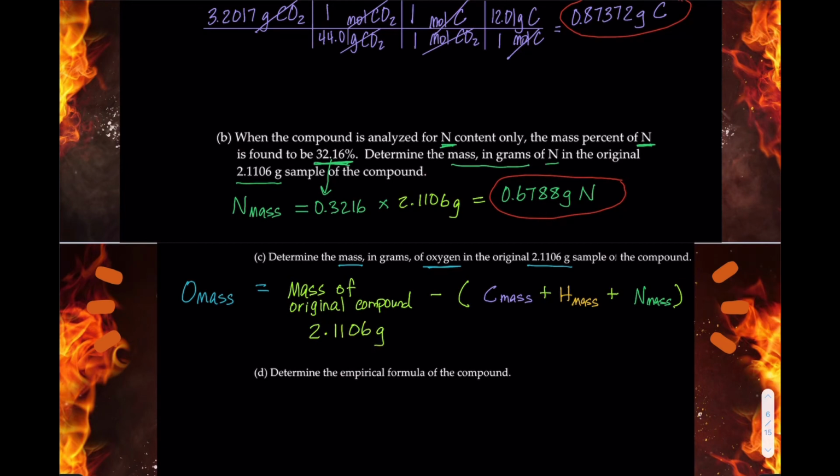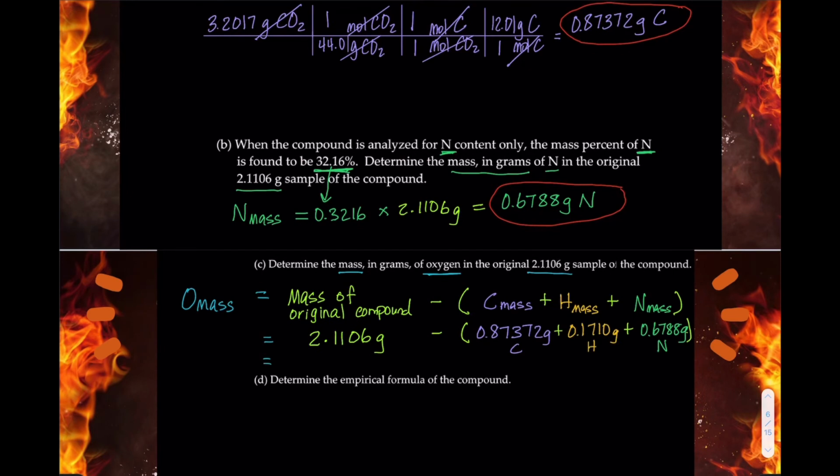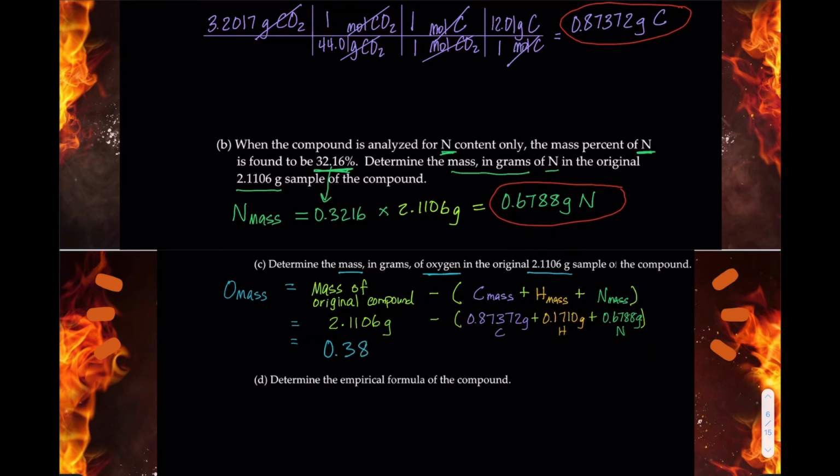The mass of the original compound is 2.1106 grams. Let's plug in the masses of carbon, hydrogen, and nitrogen. Now let's add and subtract. The mass of oxygen should come out to 0.3871 grams of oxygen.